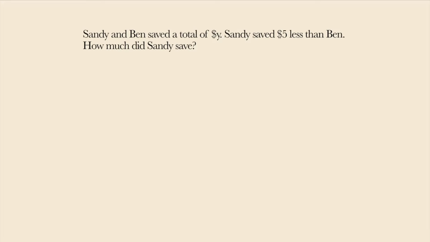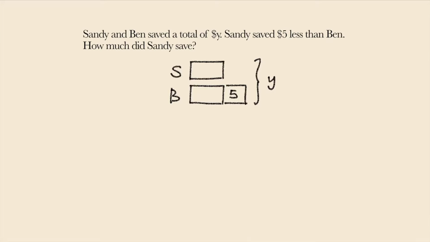Sandy and Ben saved a total of y dollars. We don't know what each of them had at first. Sandy saved $5 less. Aha, we know how that model looks like. Sandy saving 5 less would mean Ben saving 5 more, and the total is an unknown y dollars. Okay, how much did Sandy save? So we are interested in the smaller portion here.